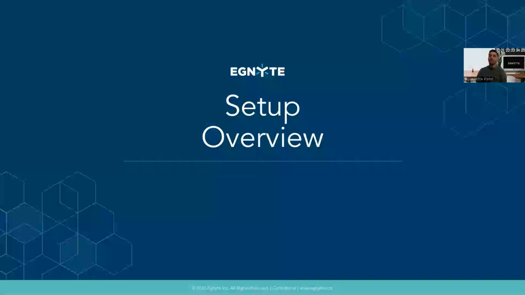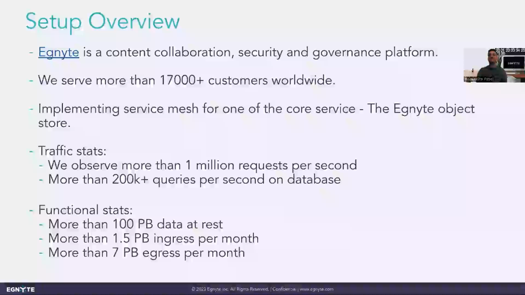So now we have established what service mesh is and how it works. Let's also have a look at the setup for which we are implementing service mesh. We are implementing service mesh for Egnyte. Egnyte is a content collaboration, security and governance platform. We serve more than 17,000 customers worldwide, and the service for which we are implementing service mesh at Egnyte is the Egnyte Object Store. You can think of Egnyte Object Store as the heart of the Egnyte ecosystem or platform, in that it handles the entire content life cycle for our customer data.